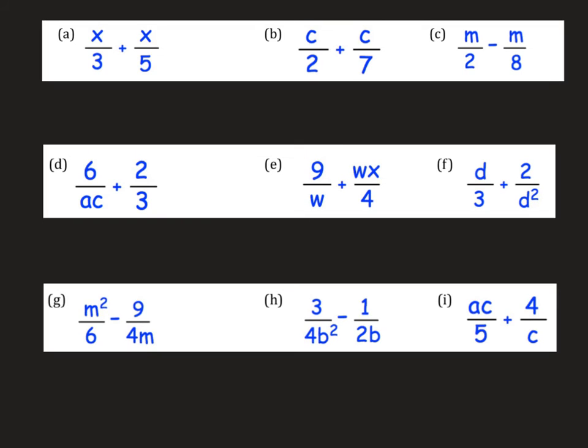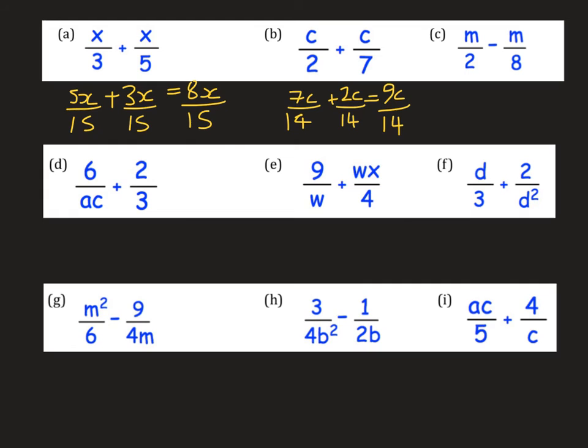Okay, so let's go through these answers. So here, let's put them both over 15. So I end up with 5x over 15 plus 3x over 15. So that is 8x over 15. 9c over 14 for B. So I get 6m over 16, but we need to divide the top and bottom by 2 to get it simpler. So that's 3m over 8.